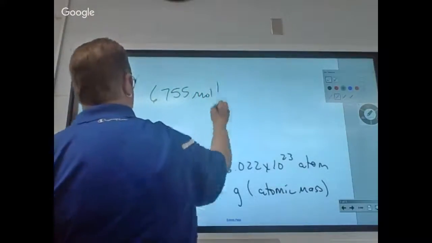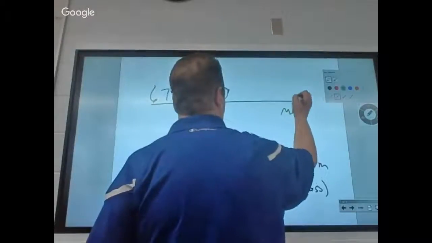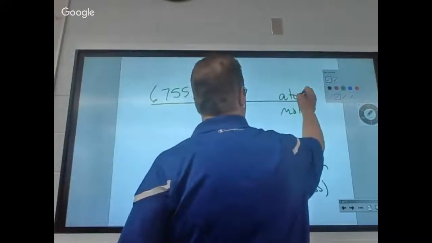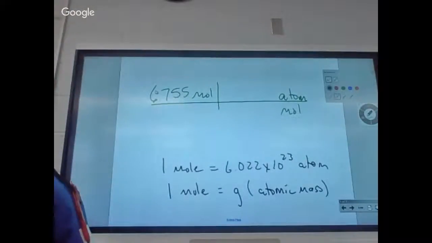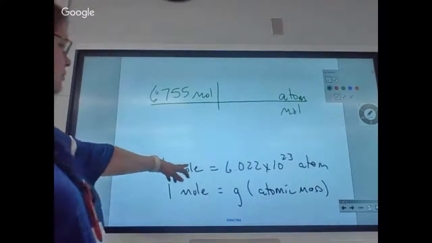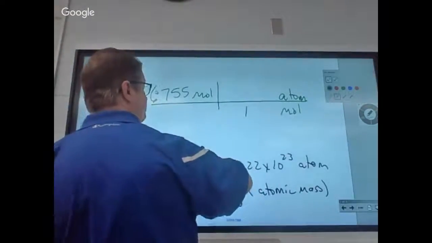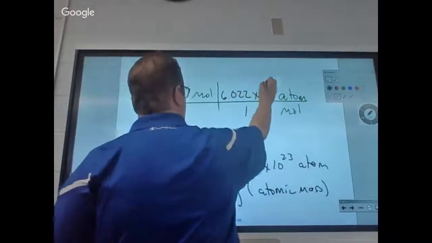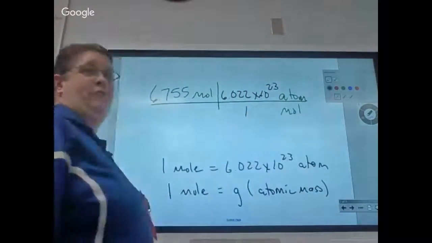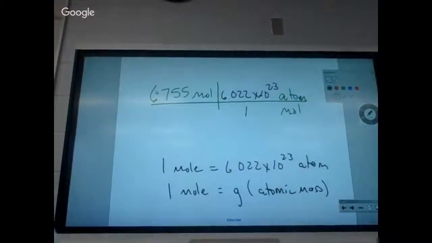And we're finding atoms. So what goes on the bottom line? And what do we put on the top? All right. Again, which of these two fit what we want for number 5? This one, right? So what's beside moles? And what goes beside atoms? Avogadro's number. You just keep saying it. Avogadro's number. And then all you have to do is calculate, right?